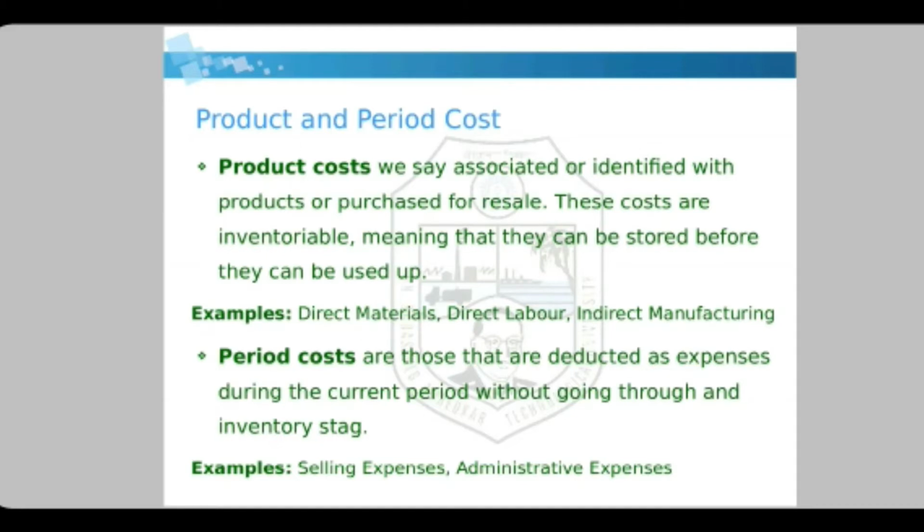Now, what is period cost? It is the cost that is calculated for a particular time period, for example, selling expenses and administrative expenses. Selling expenses can be calculated for the whole year, and they are not calculated for a particular product. They are calculated for the types of products that the company is producing. The definition is: period costs are those that are deducted as expenses during the current period without going through an inventory stage. So this is product and period cost.